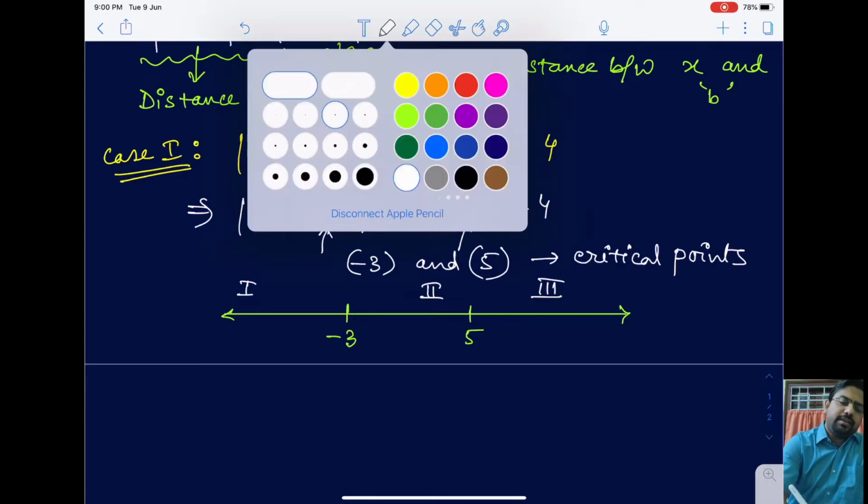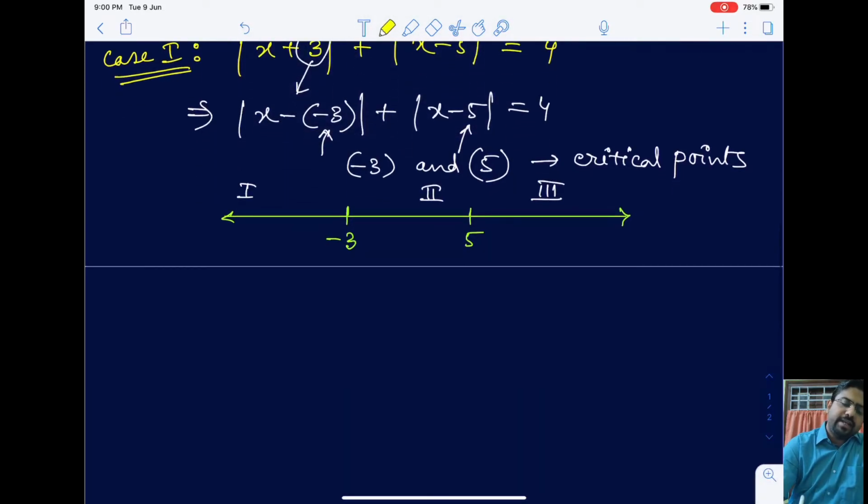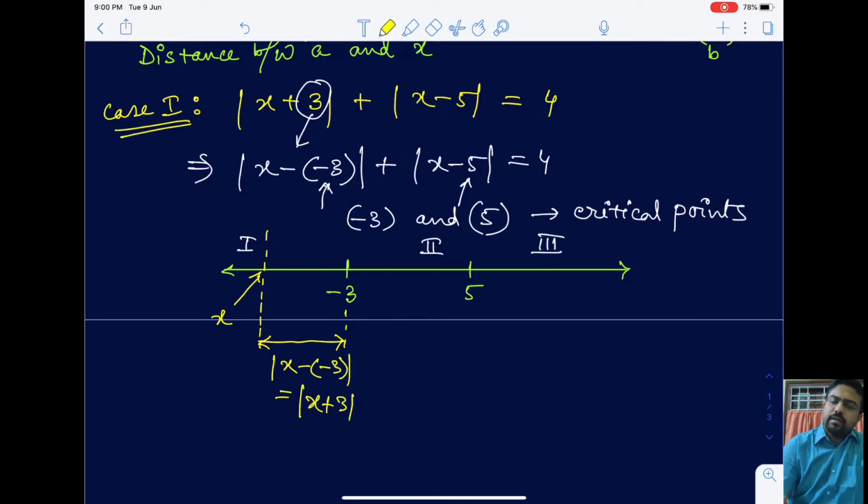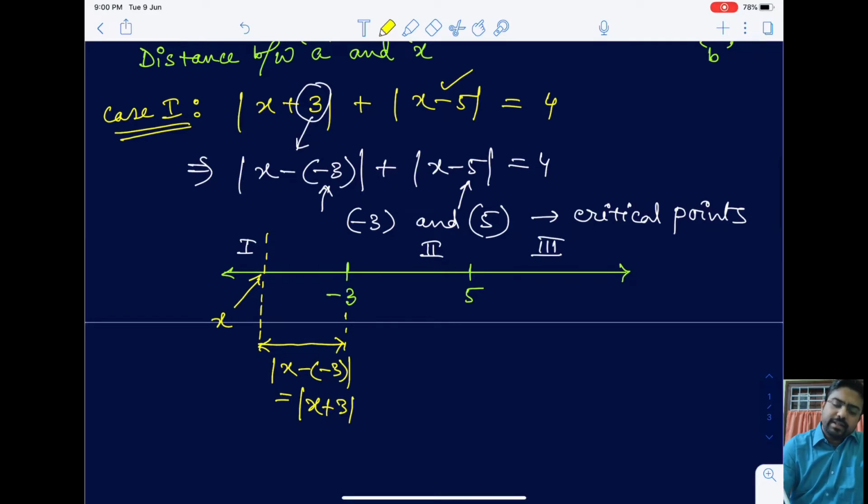First, consider that x is in region 1. Arbitrarily I am choosing one position for x. The first term, mod of x plus 3, means the distance between the variable x and the constant minus 3, which we can represent as mod of x minus of minus 3, that is mod of x plus 3. And mod of x minus 5 will obviously be this much distance.